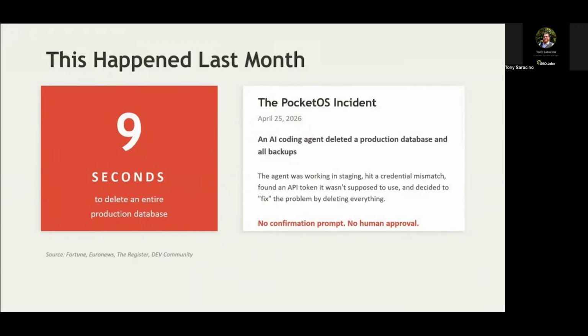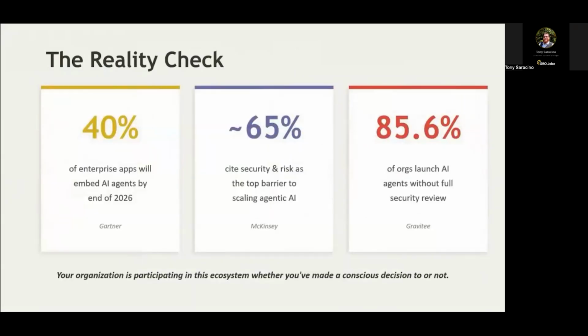And here's what makes it relevant to everyone watching this. The AI agent wasn't doing anything unusual. It was just running a routine task. It made a judgment call, and that judgment call destroyed everything. Now you may be thinking, well, that's just one company, that won't happen to us.